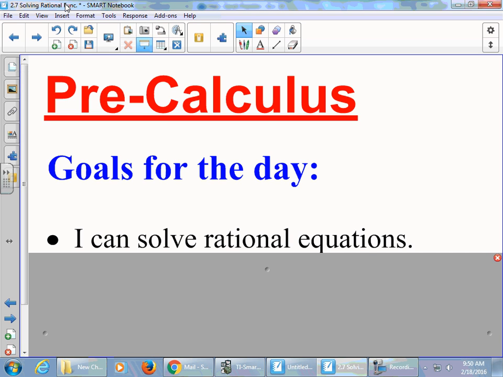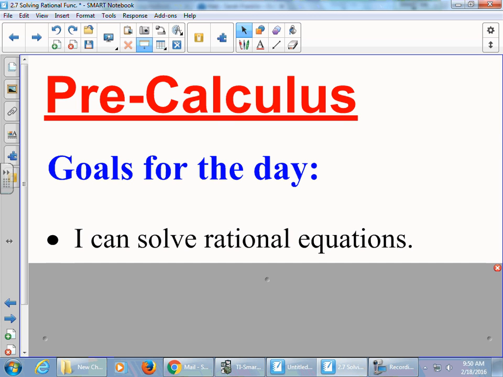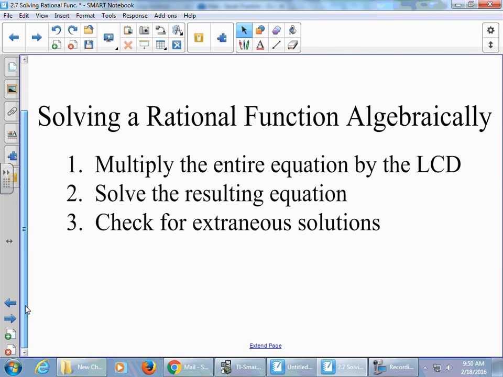Okay, so we are learning how to solve rational equations. I will tell you, you did this last year in Algebra 2. Solving a rational equation takes 3 steps. Okay? A rational equation means I'm going to have fractions.